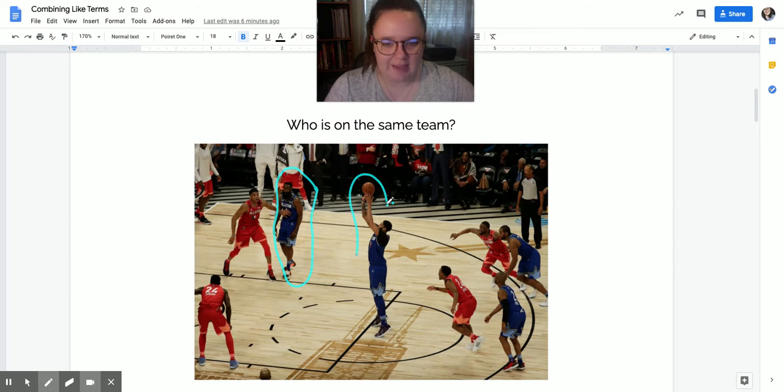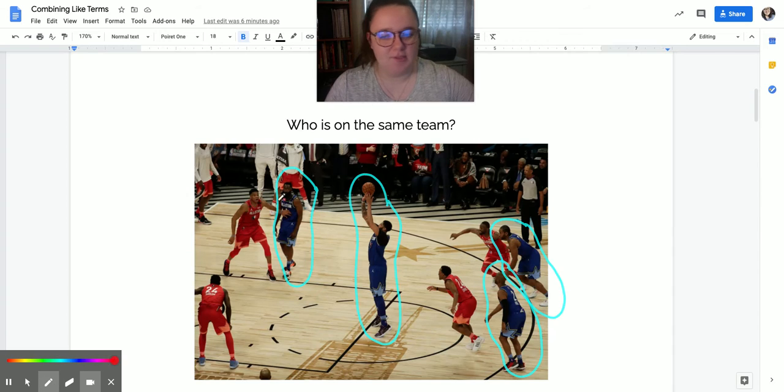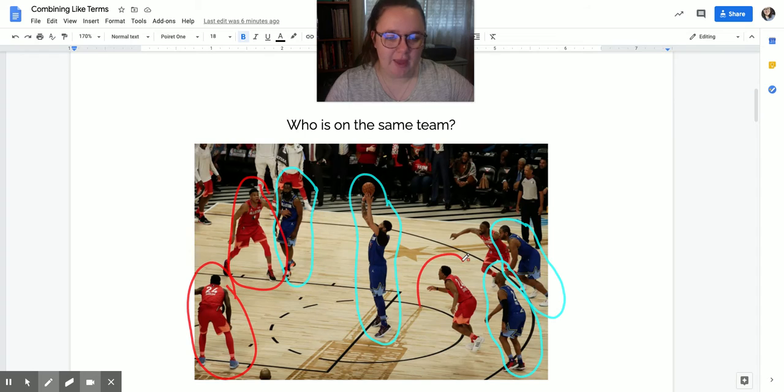Well, this guy shooting is on his team. This guy that we know very well is on his team. And this gentleman right here is on his team. How did we know that those 4 players are on the same team? All 4 of those players are wearing blue jerseys, right? They had the same jersey, which means that these other guys wearing the red are on the same team, right? These guys in the red jerseys are on the same team. Okay, so we have 2 separate teams here.